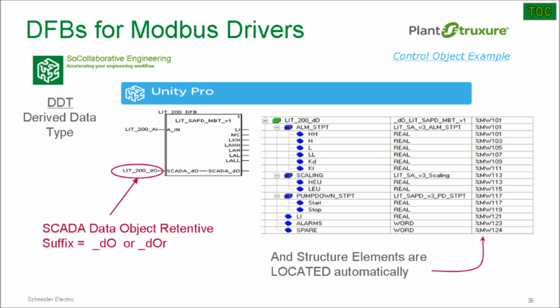At this point, I need to define a term that will be used going forward. I call this DDT the SCADA Data Object Retentive, and you will see this in other examples to come with a variable suffix of either _DO or _DOR.